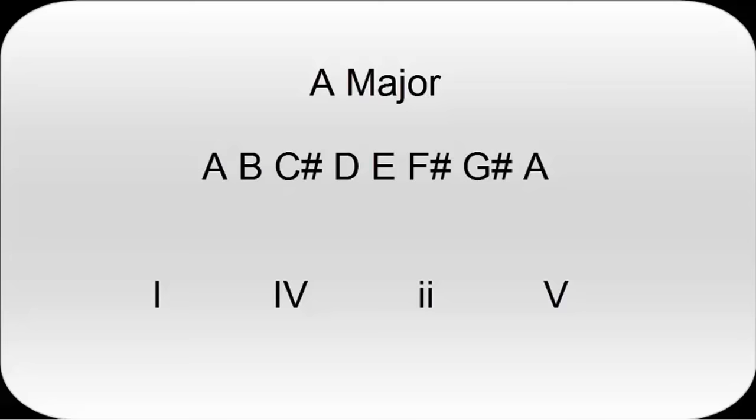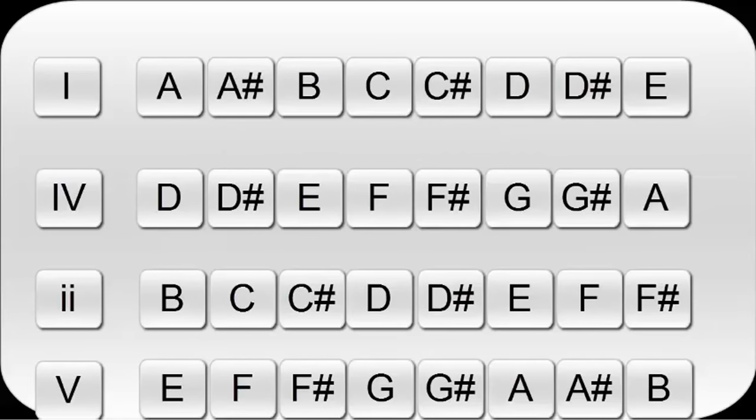So let's take a look at these chords over the chromatic scale and examine the spacings, which are what make them major and minor.